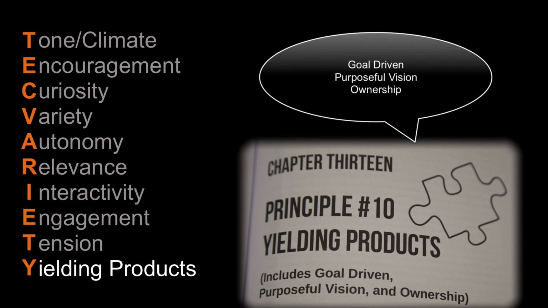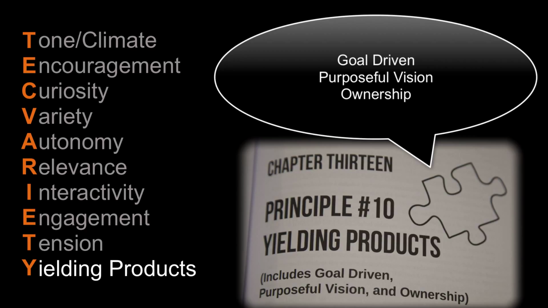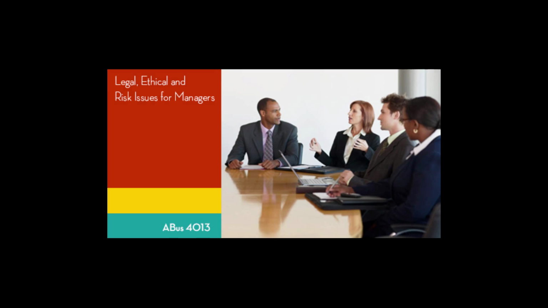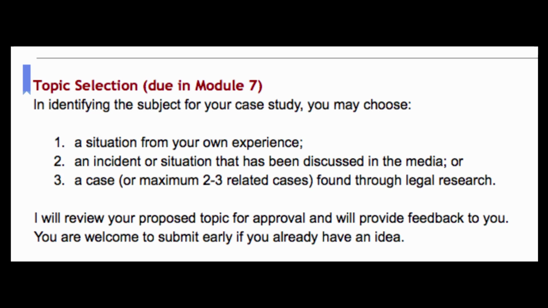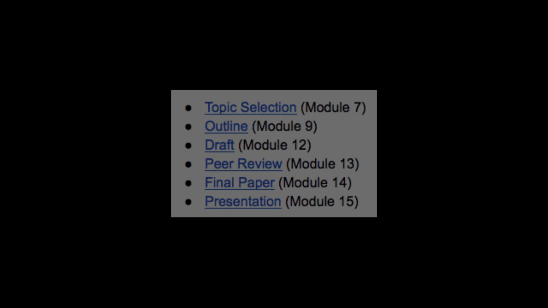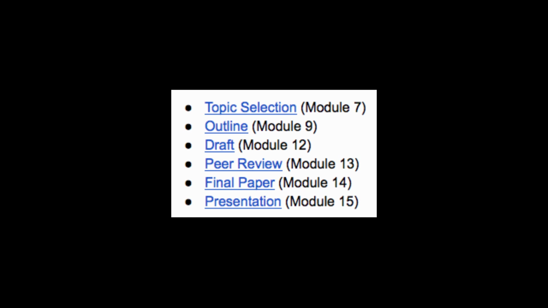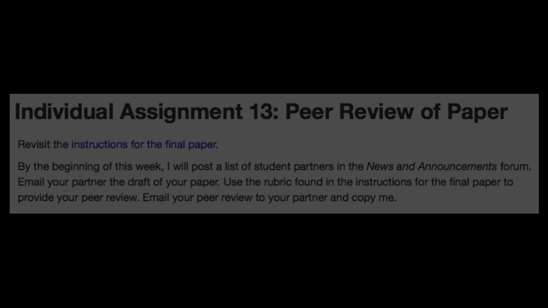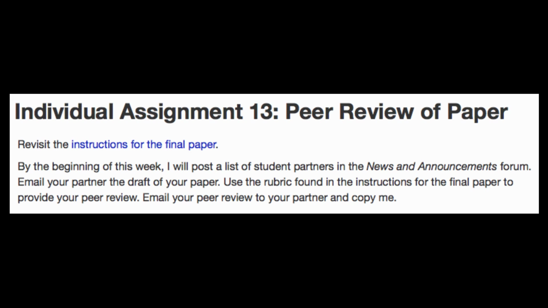The 10th and final principle in the Tec-Variety framework is yielding products, which often take the form of final projects that are reviewed and refined by others in the class. The final course project, a case study developed by each learner on a topic of interest, is the yielding product in Deb's course. Several incremental assignments lead to this final project. Deb helps each learner improve and make steady progress by reviewing and commenting on each of these incremental assignments, and learners provide peer review on one another's database entries and draft papers.